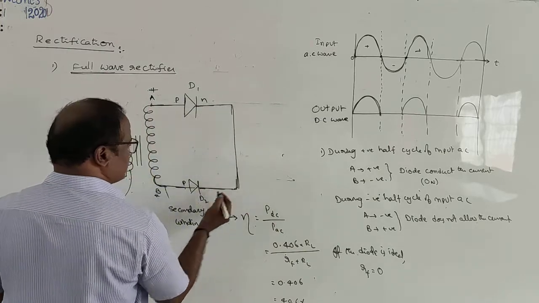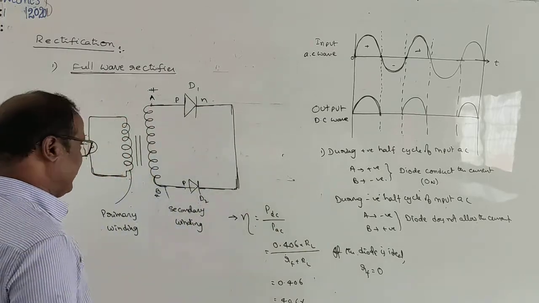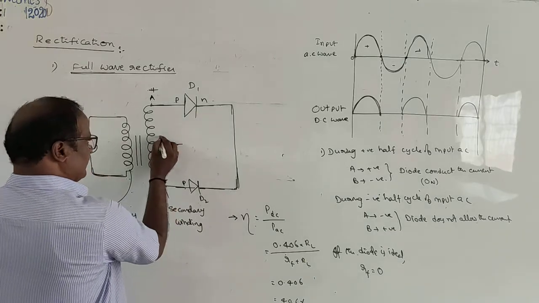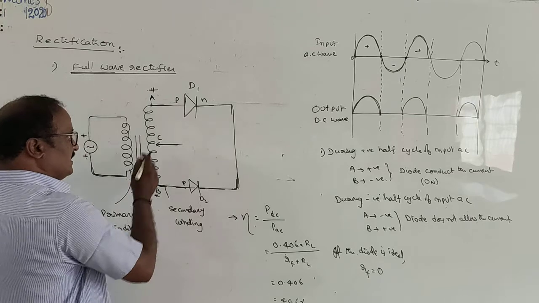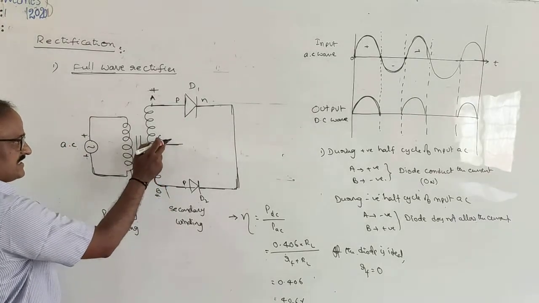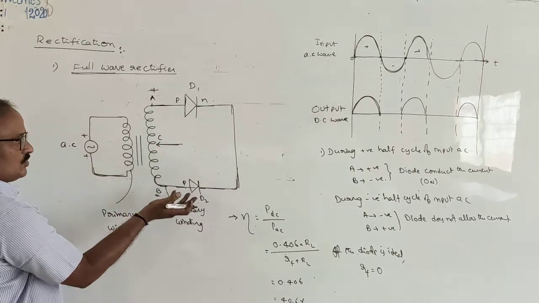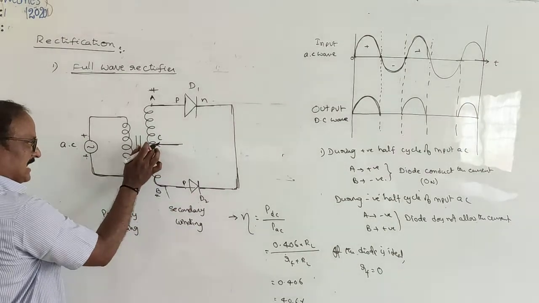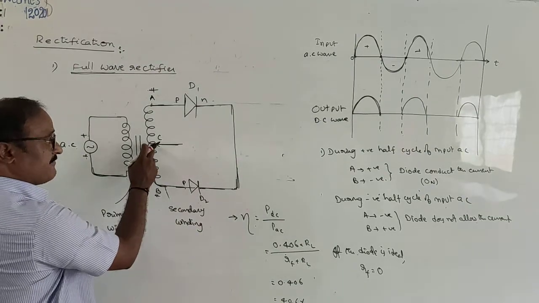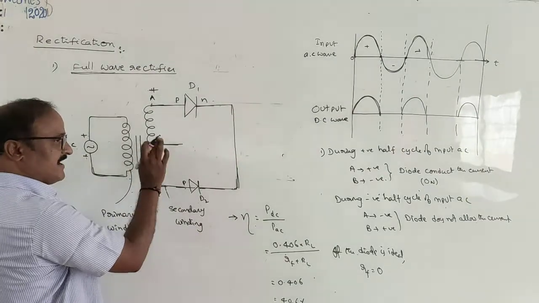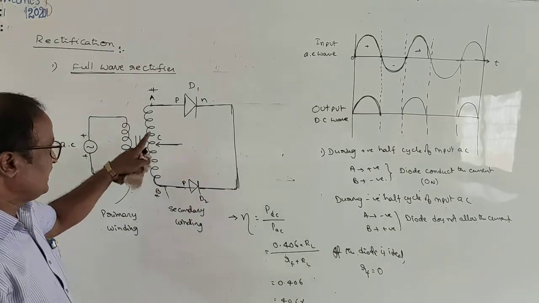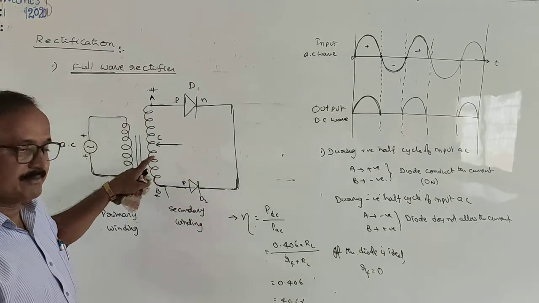We connect the two together. Next, from the midpoint of the secondary winding, it is C. Suppose A is positive and B is negative. What is the value of C? The potential at C is equal to 0. That means this is exactly the center of the transformer, the center of the secondary winding. The center of the secondary winding is always maintained at 0 potential. That's why it is called the center tap transformer.